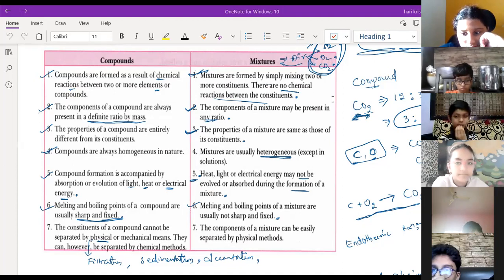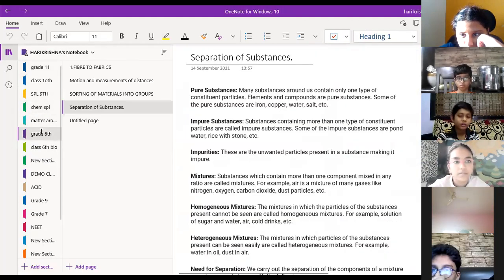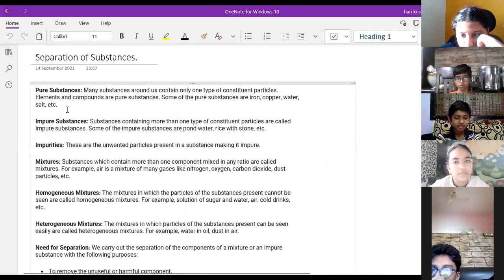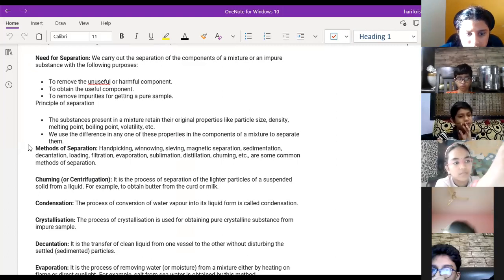Then can you tell me some more examples of heterogeneous mixtures? Cocoa powder and water. Okay. When you mix cocoa powder and water, will the cocoa powder mix thoroughly with the water or not? No, sir, I don't think so.